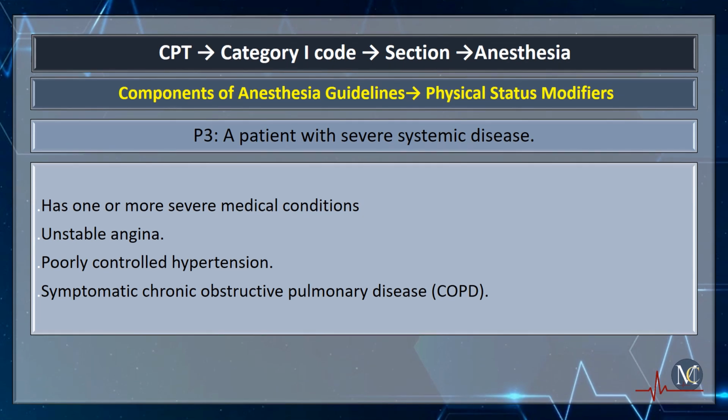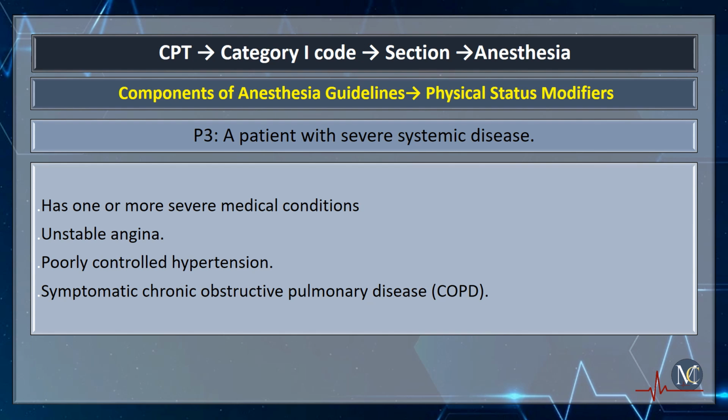Modifier P3. In the context of anesthesia physical status modifiers, it indicates that the patient has severe systemic disease. This means that the patient has one or more severe medical conditions that significantly affect their overall health status and may pose an increased risk during anesthesia administration. Patients classified as P3 may have conditions such as unstable angina, poorly controlled hypertension, symptomatic chronic obstructive pulmonary disease, or other severe systemic diseases that require careful assessment, monitoring, and management during anesthesia.